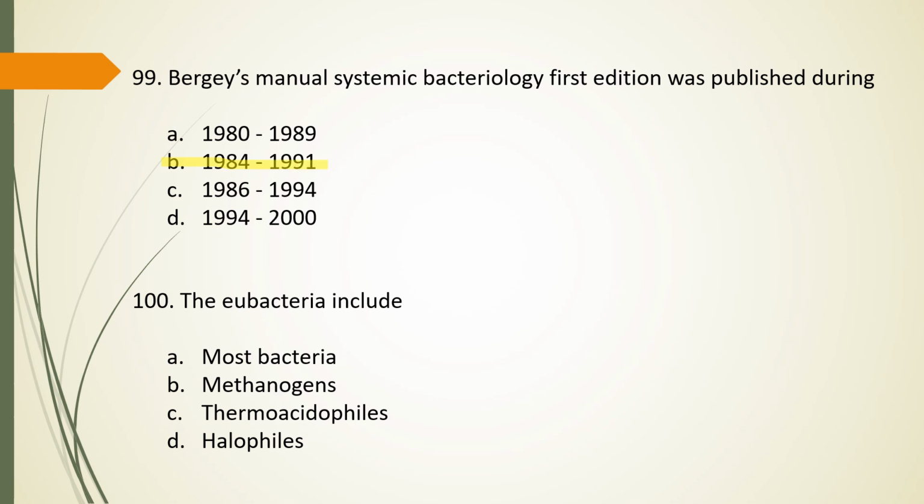Question number 100. The eubacteria include option A most bacteria, B methanogens, C thermoacidophiles, D halophiles. The correct answer is option A most bacteria. Eubacteria literally means true bacteria. They include all bacteria except for archaebacteria. They form the domain Bacteria.